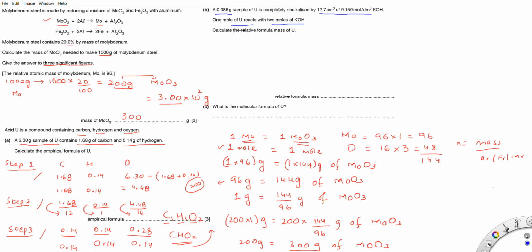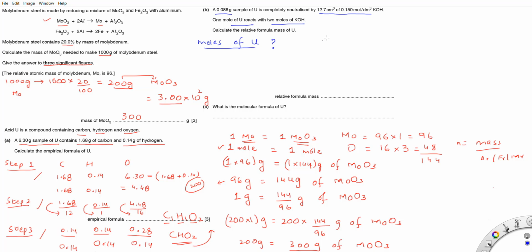So I need to work out the relative formula mass. How would I proceed? I first need to work out the number of moles of U. So this needs to be kept in mind. This is my main objective. To obtain this, I need to calculate the number of moles of potassium hydroxide.